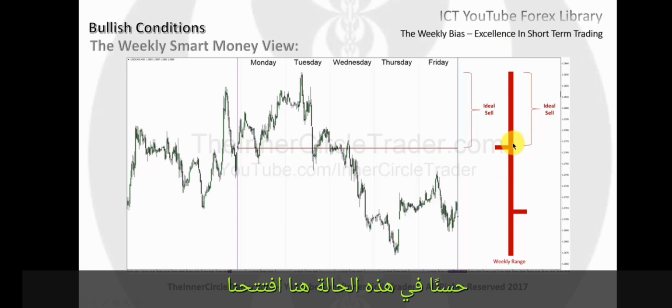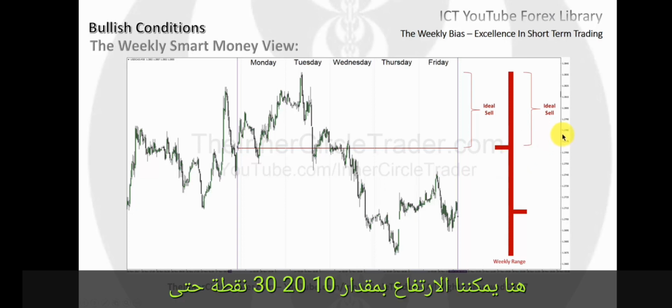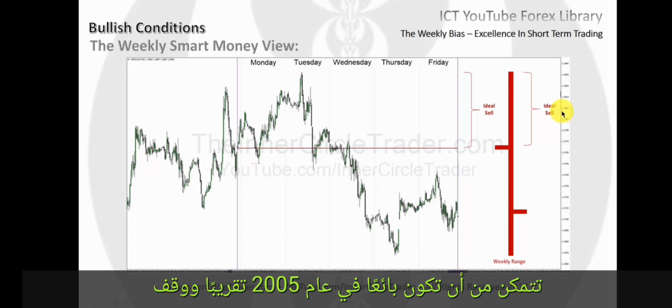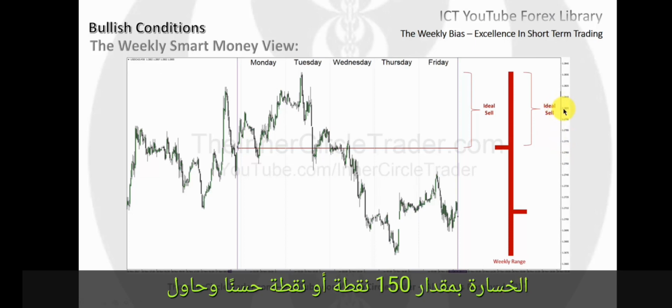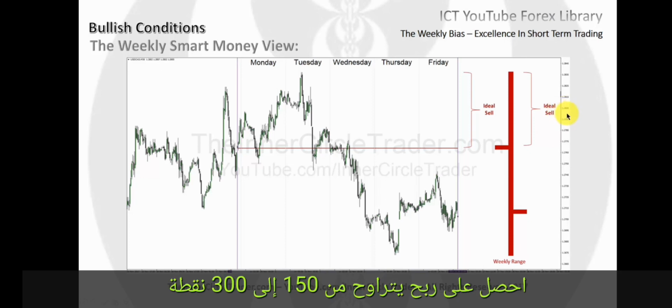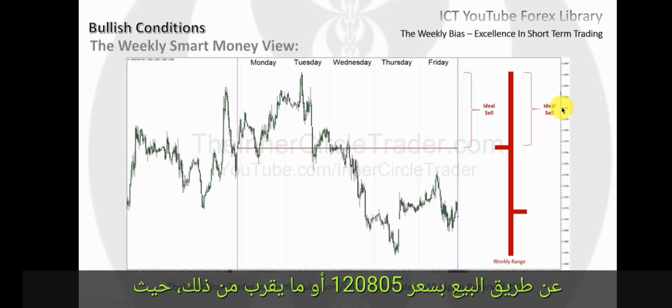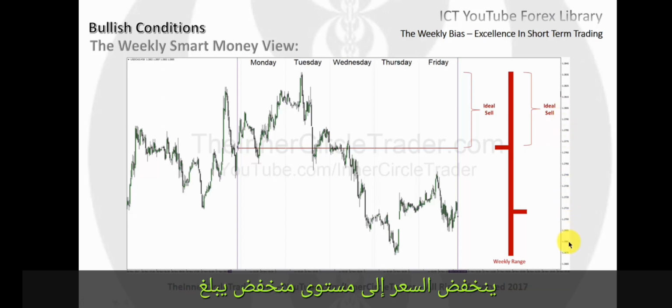Okay, in this case here, we opened around here. We can go up 10, 20, 30 pips. So you could be a seller around 28.05 and a stop loss of 150 points or pips, okay? And then try to get 150 to 300 pips profit from that. By selling at 128.05 or thereabouts, price goes all the way down to a low of approximately 26.75.